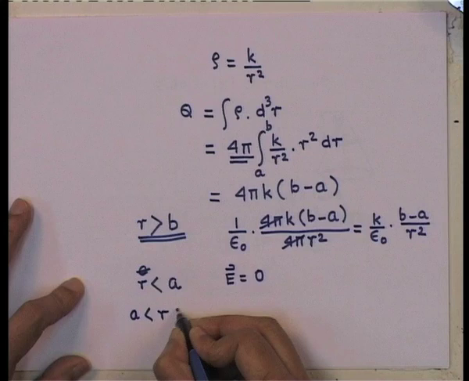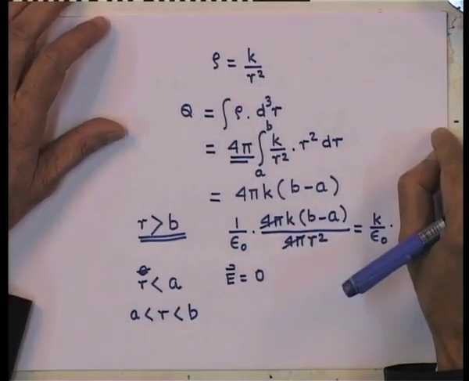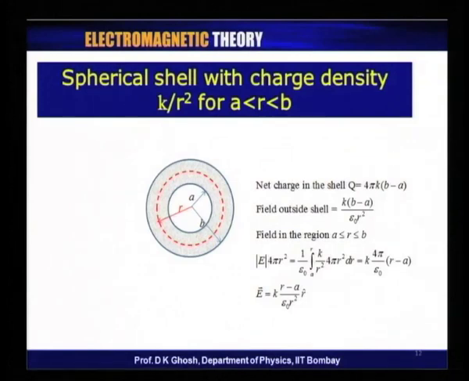Now, what about a less than r less than b? If a is less than r less than b, the calculation is identical, excepting now you have to worry about what fraction of charge is included therein. So, this is the amount of charge that is contained between this sphere of radius small a and this Gaussian surface marked with red. And I can calculate the volume of this, simply the difference between the volume of the sphere of radius r and the volume of the sphere of radius a, and repeat the same calculation. You will find the electric field is given by k times (r minus a) divided by epsilon 0 r square times r. So, this is an application of the spherical shell.